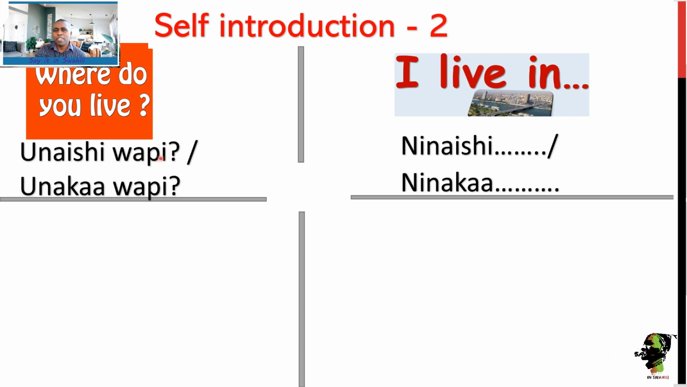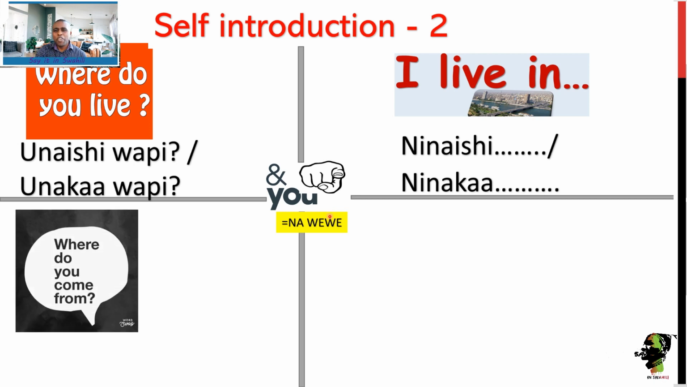Unaishi wapi? Unakaa wapi? Remember your intonation on your questions? Ninaishi London. Ninakaa London. And you? Don't forget to always go for and you. Na wewe? Ninakaa Afrika. Ninakaa Kenya. Ninakaa Tanzania. Ninaishi Tanzania. You just mention it.